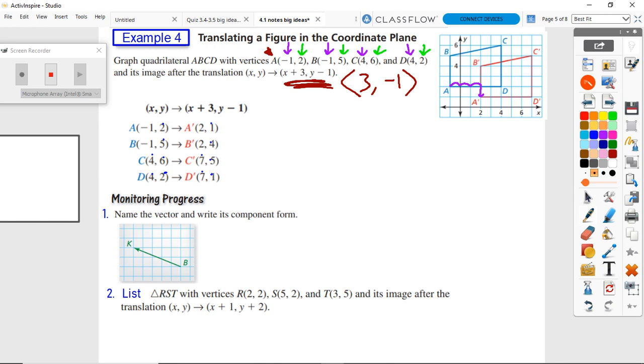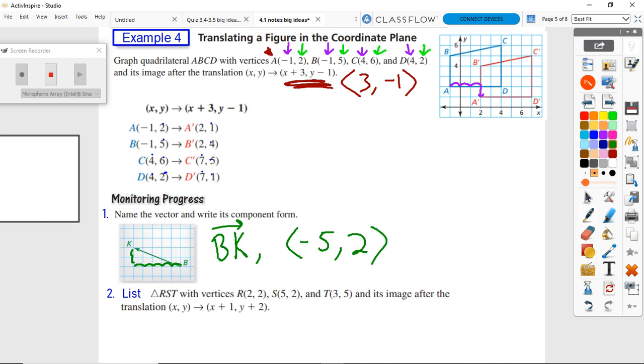All right, welcome back. Name the vector and write its component form. So in this one, you want to have BK and its component form from B to K. 1, 2, 3, 4, 5 to the left. And up 2. -5, comma 2.